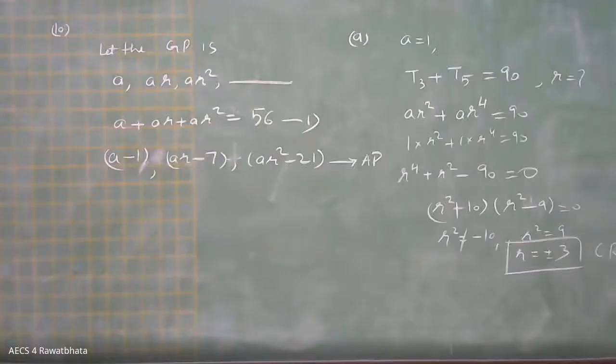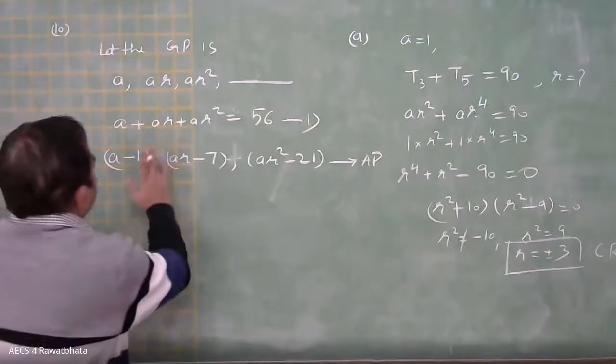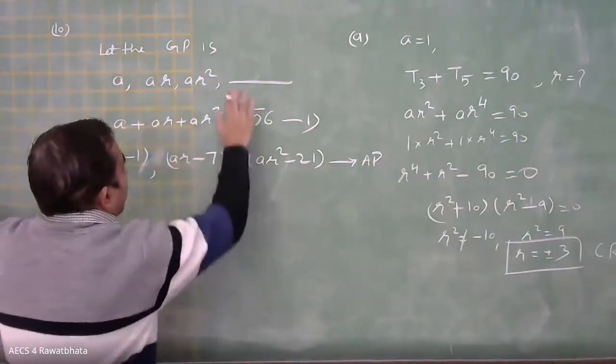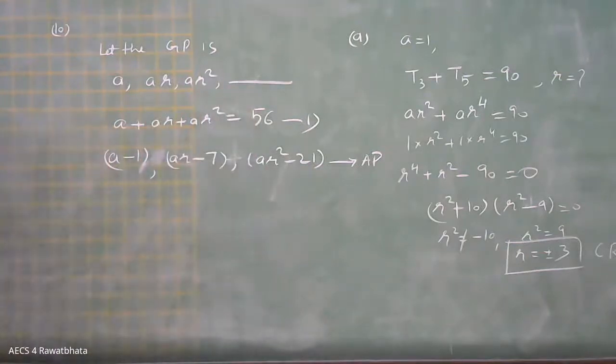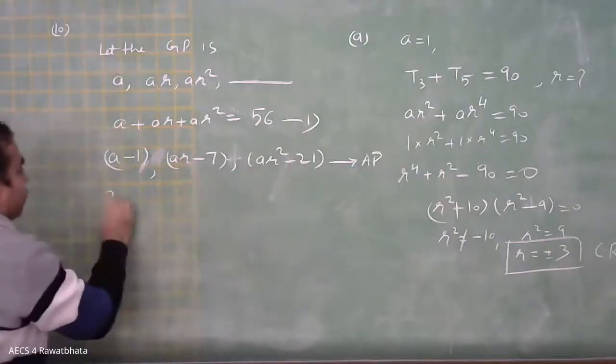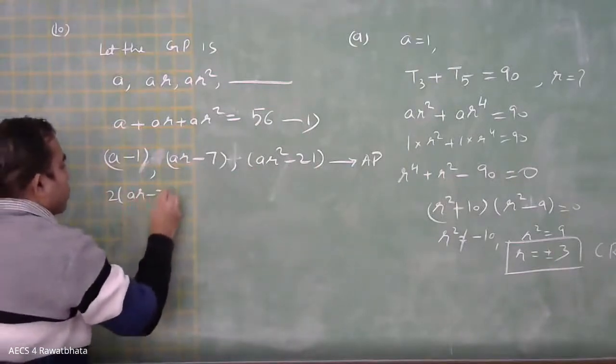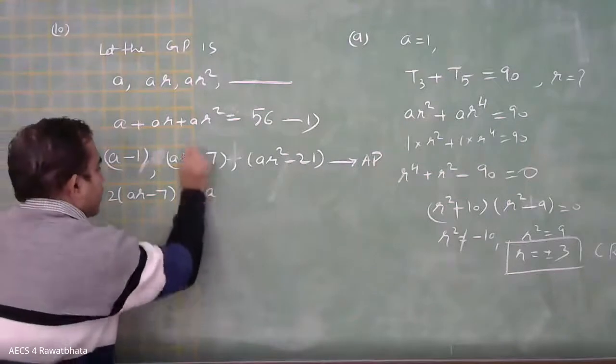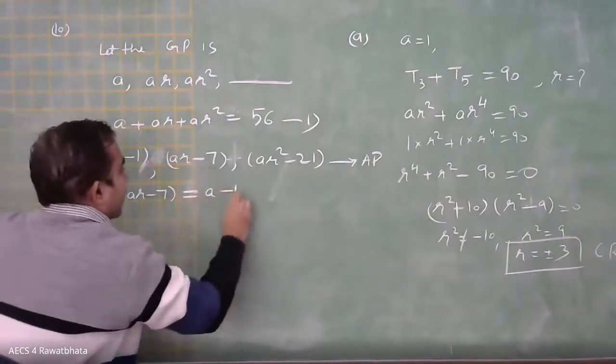Then find the numbers. Numbers I have to find out. Okay, I'll find. This is an AP, which means twice the middle term will be equal to the sum of first and third. So write it and you'll get one equation.